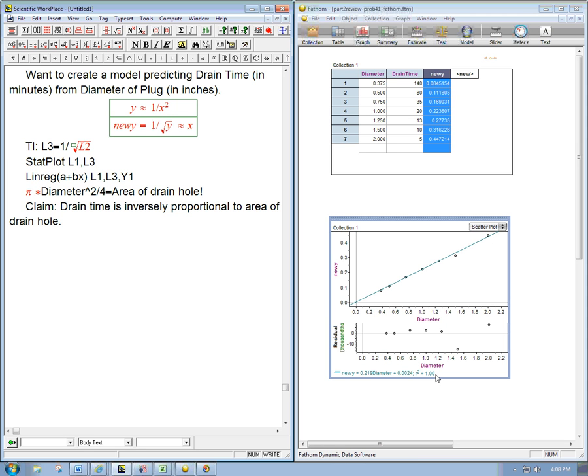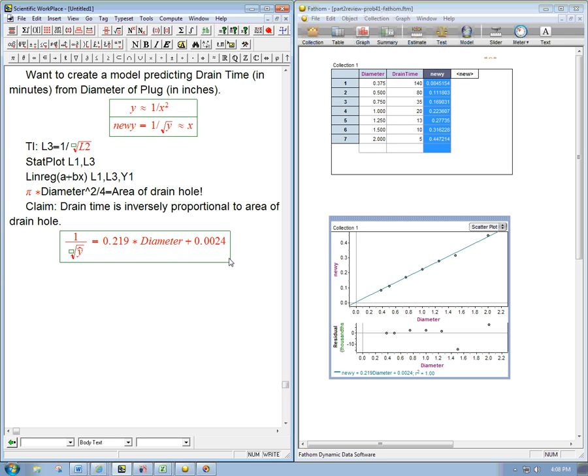The R value, notice, is so close that Fathom can't even tell. I don't know if you can read this too well, it's 1.00 is what it's getting. And the model is that our re-expressed y, and we should put a hat on it because this is just a prediction now, is equal to 0.219 times diameter plus 0.0024. And then we can use that to our heart's content, plug in any diameter you want, and get this.